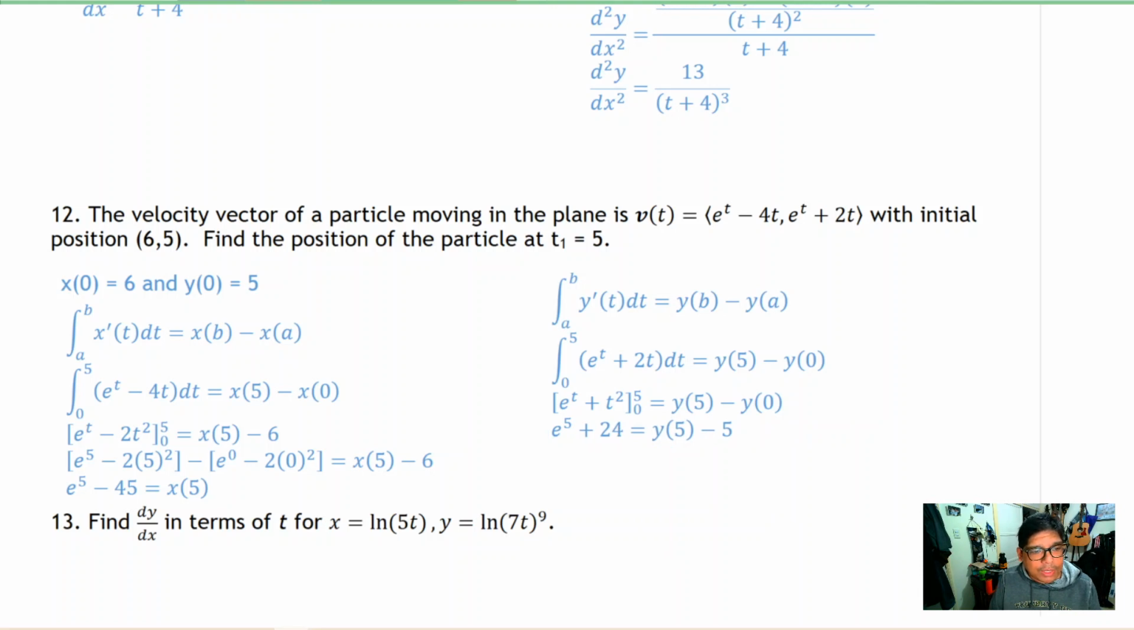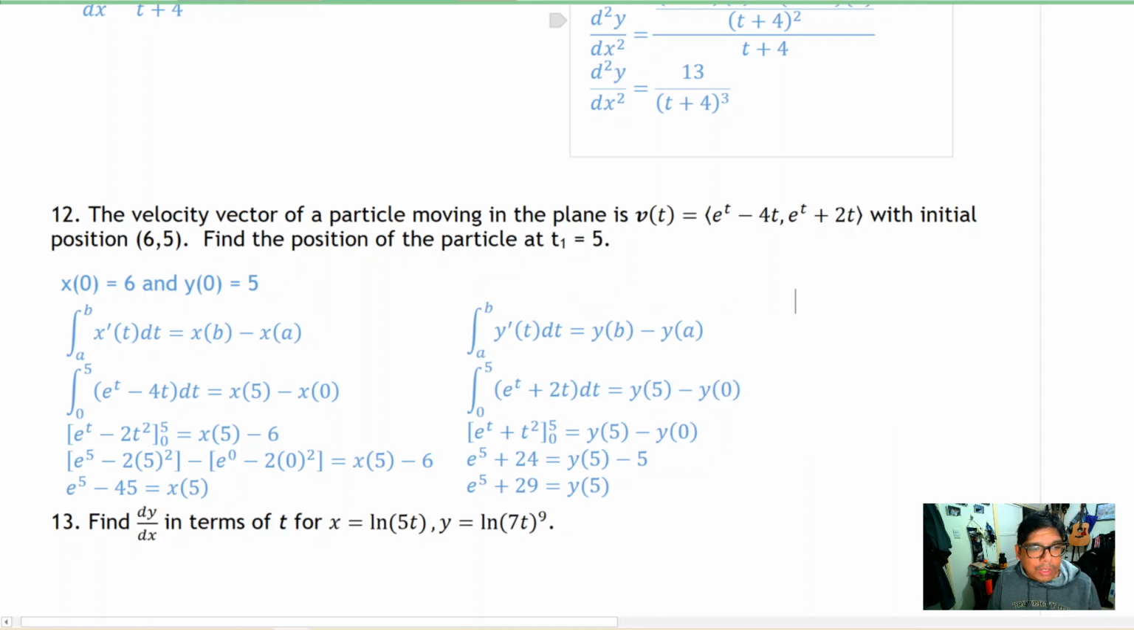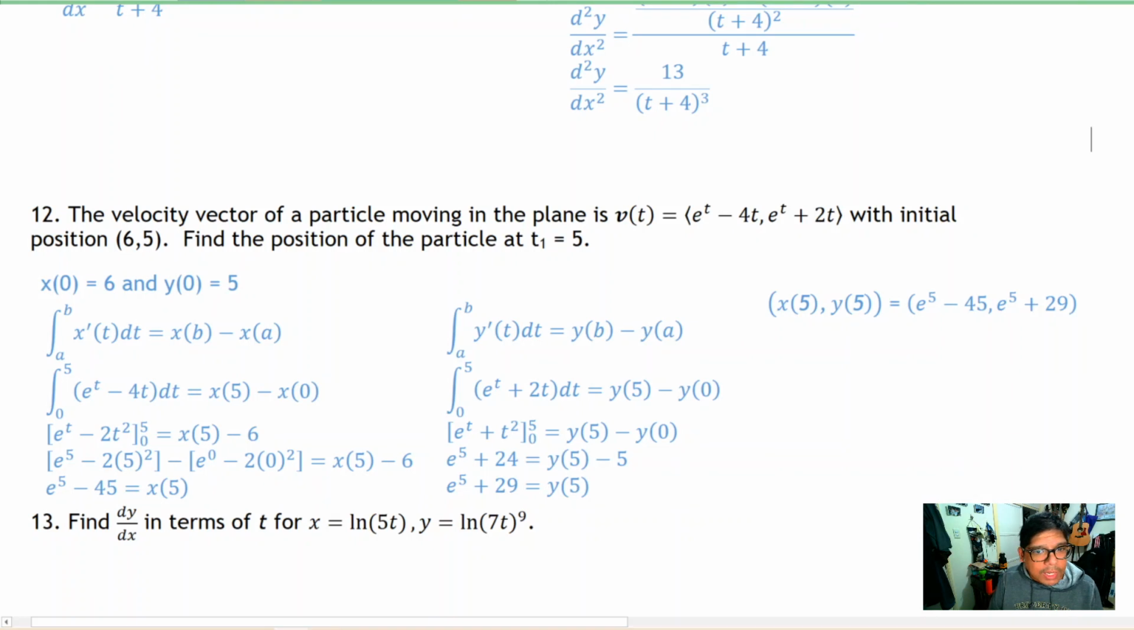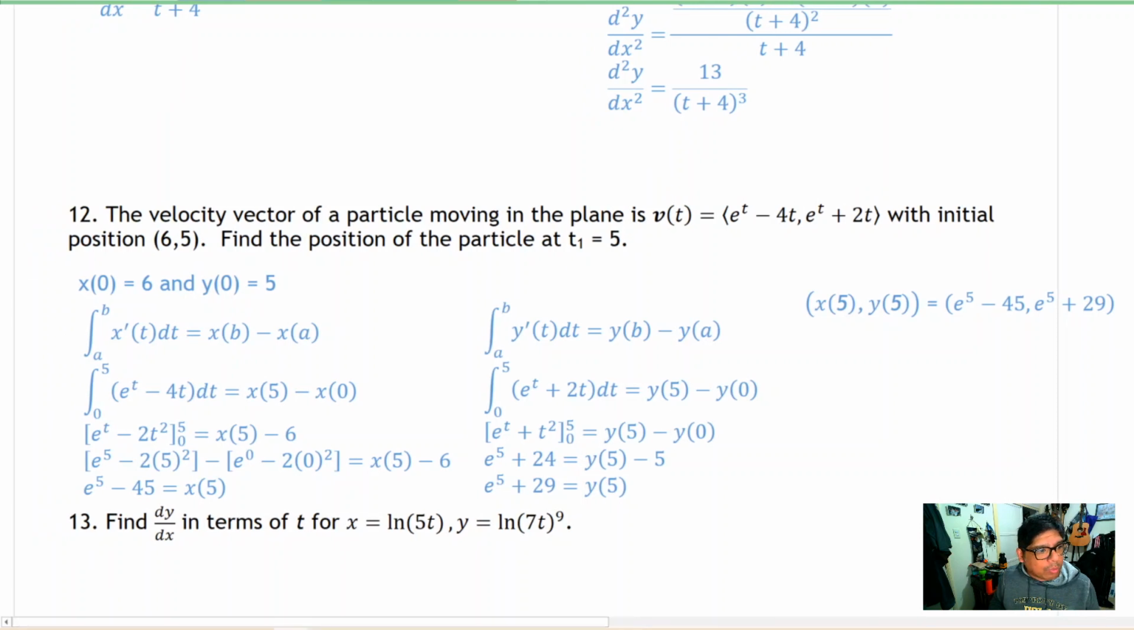And then finally solve. So the position at t equals 5 is x of 5 comma y of 5. I guess technically not a vector. And that's equal to e to the 5 minus 45 and e to the 5 plus 29. So there's our position vector. And we are rolling now.